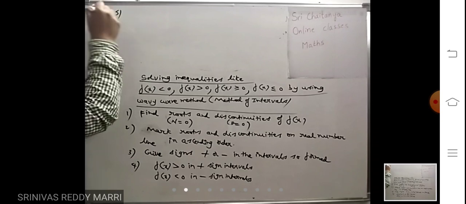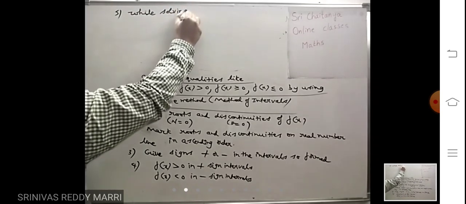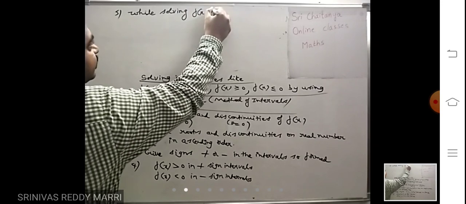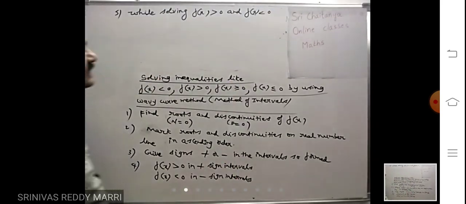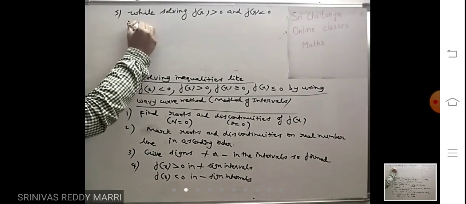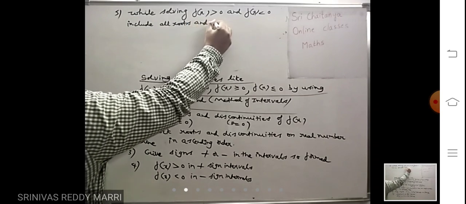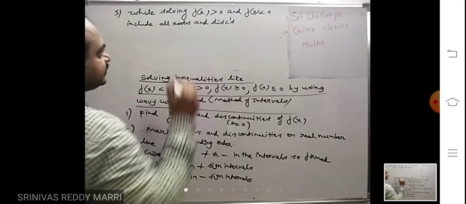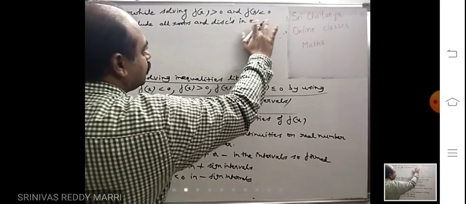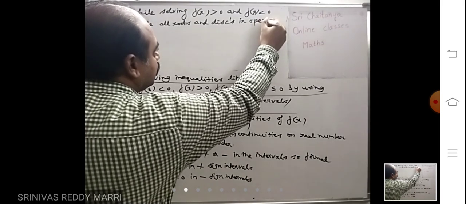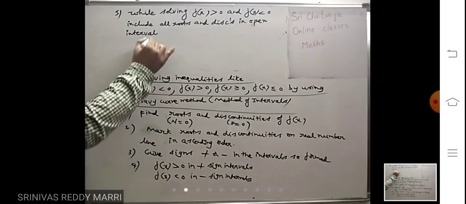Number 5. While solving f of x greater than 0 and f of x less than 0, include all roots and discontinuities in open interval.